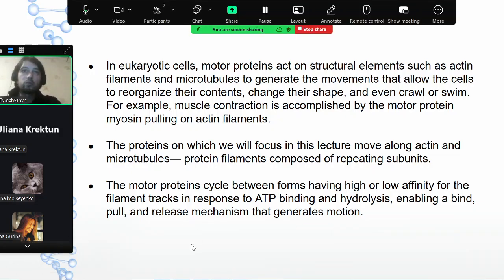And the proteins on which we will focus in this lecture move along actin and microtubules, so they can move both, and they cycle between forms having high or low affinity for the filament tracks in response to ATP binding and hydrolysis, enabling a bind and pull mechanism.